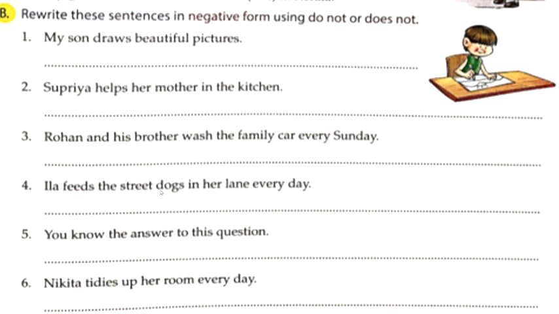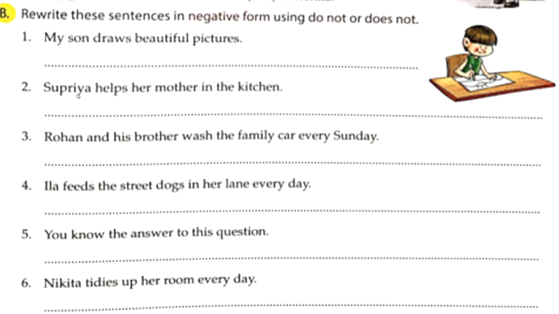Let us start. Number 1. My son draws beautiful pictures. Now here draws is your verb. My son is the subject. Now my son is singular or plural? Yes, it is singular. So does will come or do will come? You're right, does will come. So it will become my son does not draw beautiful pictures. Okay? It will become does not draw. S will not come here. Alright? Because you are using does.